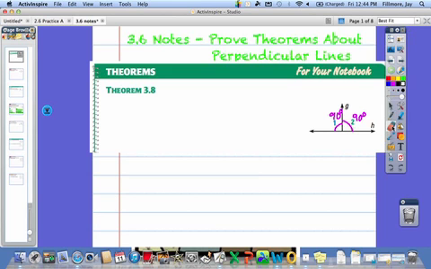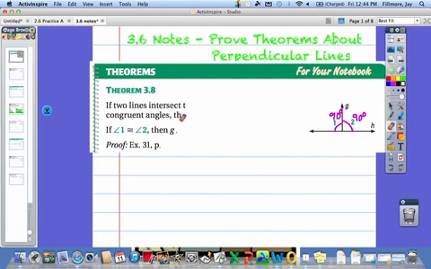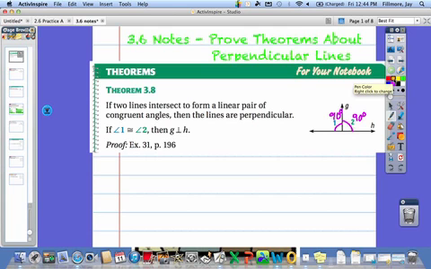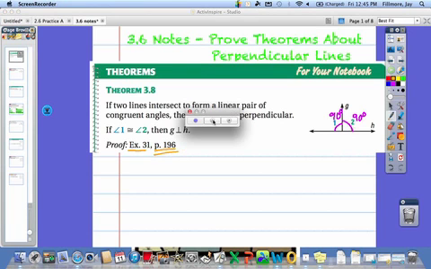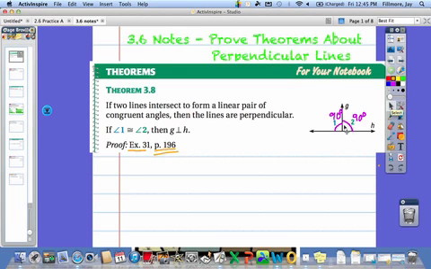That essentially is what this theorem says, Theorem 3.8. If two lines intersect to form a linear pair of congruent angles, then the lines are perpendicular. So in this case, since both of these angles are equal, then the lines are going to be perpendicular because both angles are right angles. And there's a proof of this, which is example 31 on page 196. So you can always check out the proofs in the book if you're interested in that sort of thing. So that's our first theorem for today. If two lines intersect to form a linear pair of congruent angles, then the lines are perpendicular.